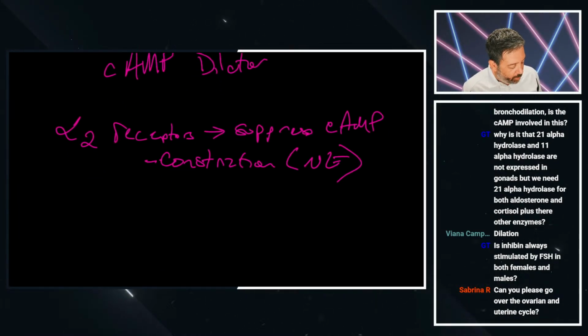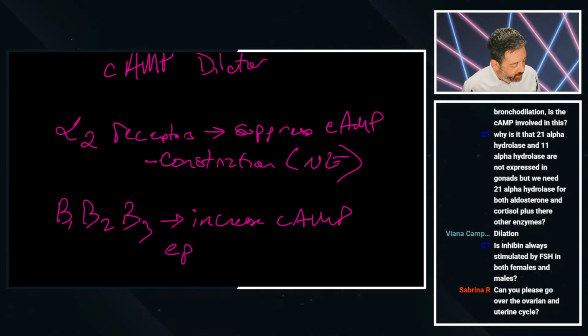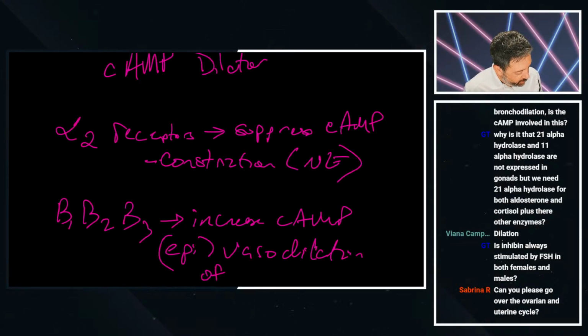Now, we talk about betas and beta 2s and beta 3. What they do is they increase cyclic AMP. Now, remember, who has the higher affinity and who's going to trigger these betas more? This is going to be your epinephrine. And what does epinephrine do? It causes vasodilation of the skeletal muscle beds.